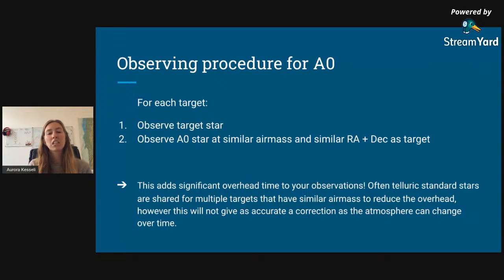And the reason that you need to really care about the air mass is the air mass tells you how much of the Earth's atmosphere you're looking into. If you're looking straight above you, you're only looking through a small amount of Earth's atmosphere. But if you're looking on the horizon, the amount of Earth's atmosphere you're looking into is much bigger, which means that you're going to get a lot more telluric absorption. And so the main thing that you need to do is observe an A0 star that has a similar air mass to your target star.